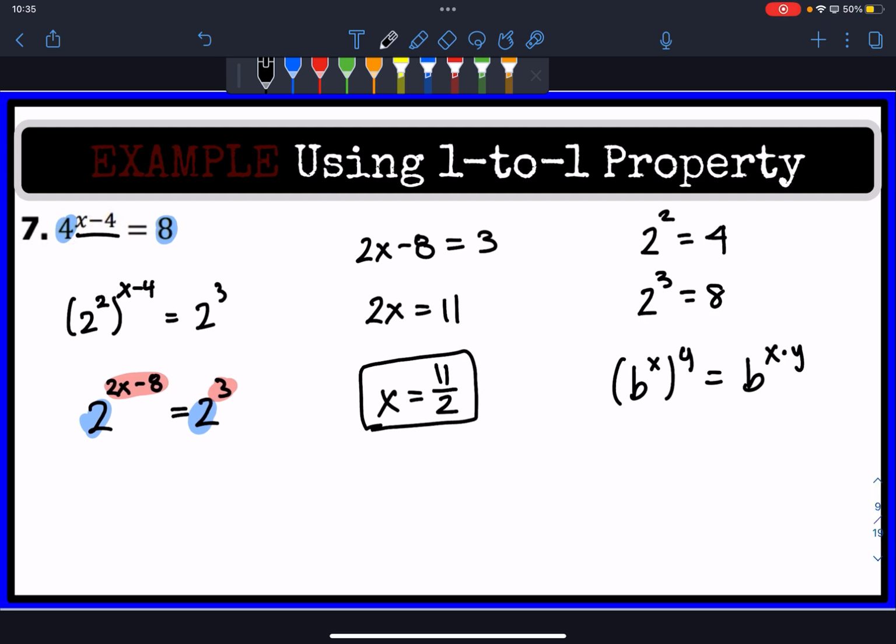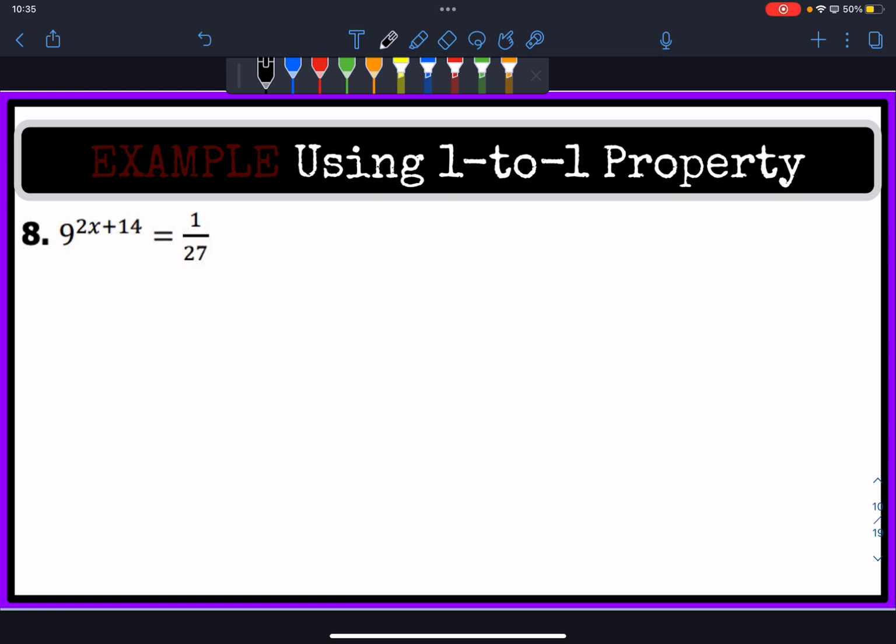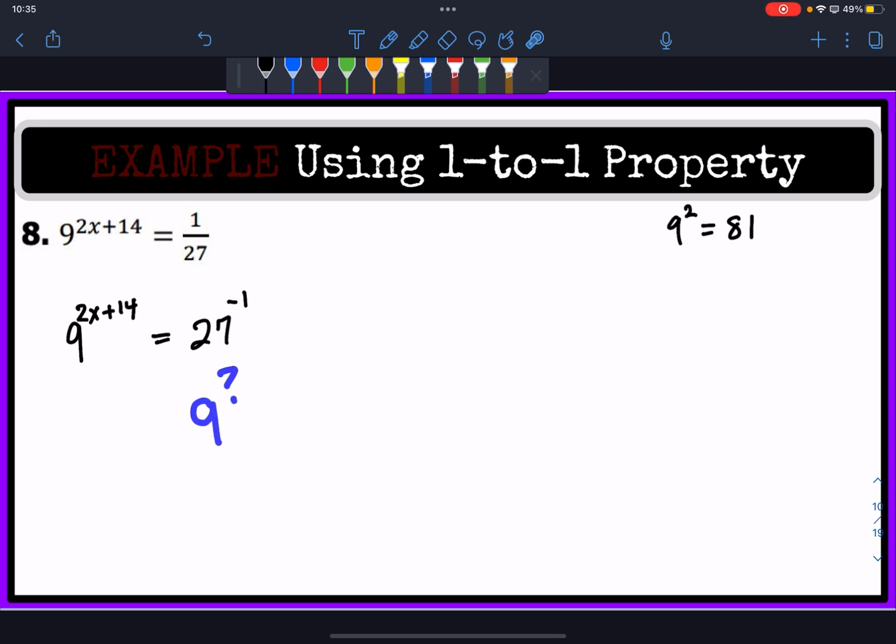Alright, let's look at another example like that. So similarly, here the first thing I want to do, again because this is a fraction, is get the reciprocal of this. I do not want fractions. So 9 to the 2x plus 14 equals 27 to the negative 1 power. But again, 9 to the second power equals 81. So there's no way to write 27 as a power or as a base of 9 to some exponent.